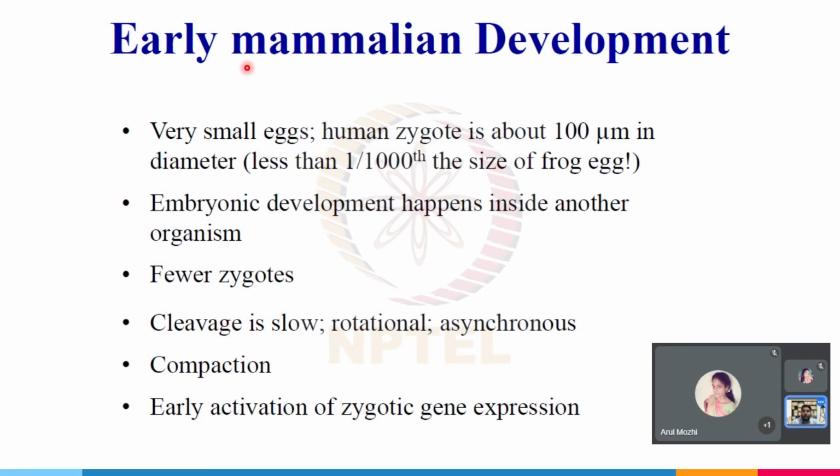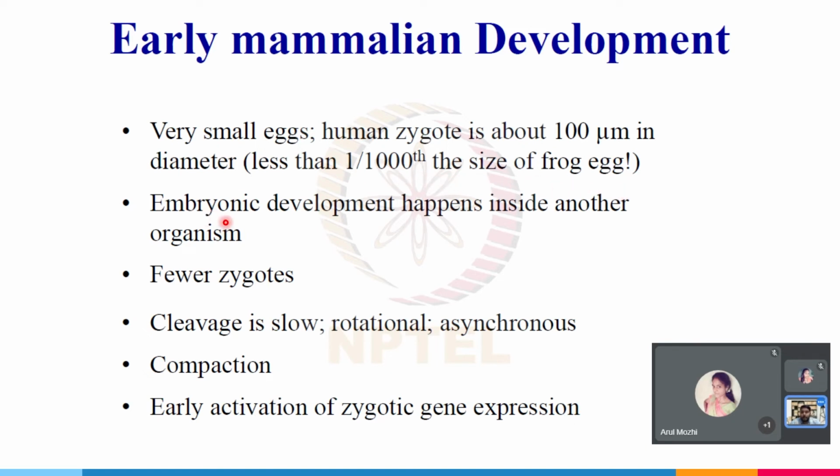So we'll look at early mammalian development and exactly what causes us to look towards other model organisms for studying the development itself. The first reason is that the eggs are very small. The human zygote is about 100 microns in diameter, less than 1,000th the size of the frog.